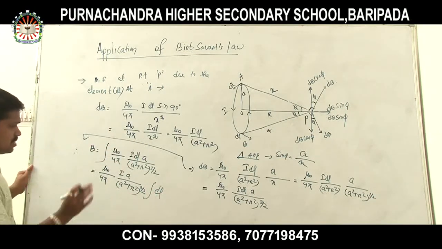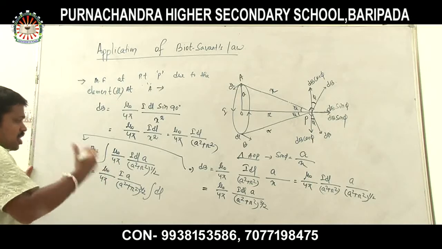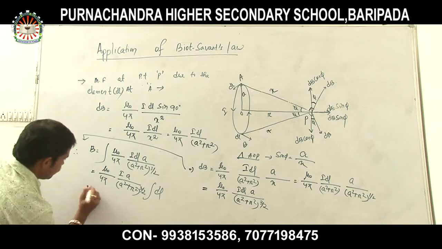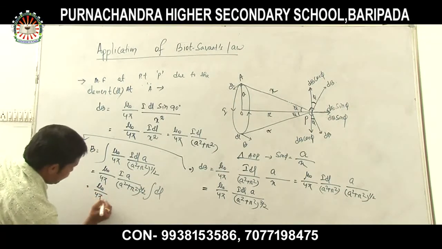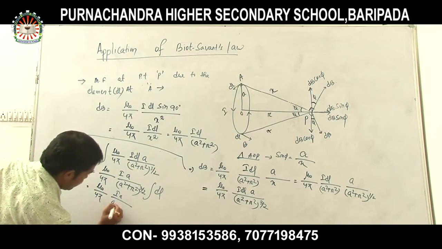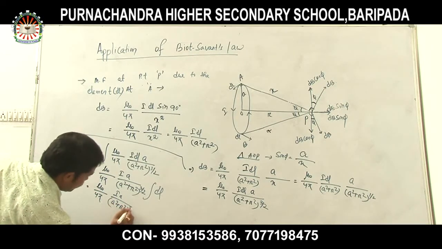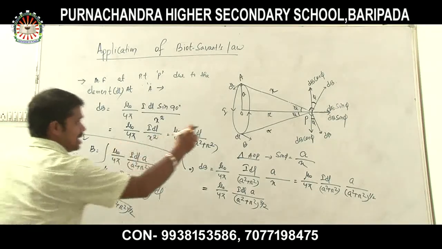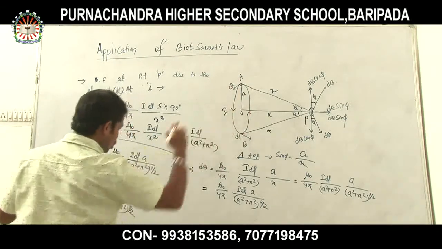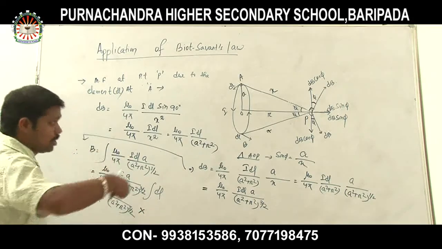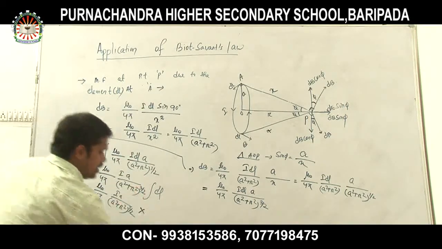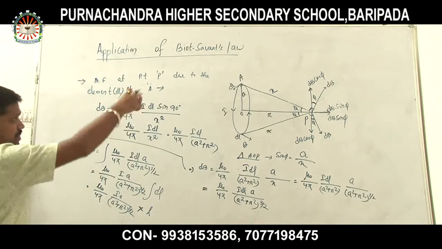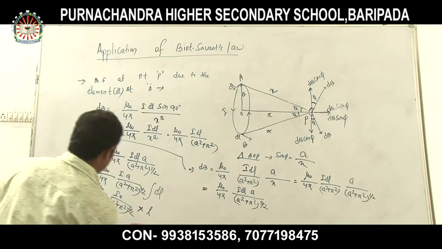Only the variable, the one with respect to which you have to find the integral, that is dl. So that implies mu 0 by 4 pi, I a, divided by (a square plus r square) to the power 3 by 2. The integration of dl is L. L means the circumference of this loop. So what is the circumference? Again I'll repeat, the circumference of this loop. So the integration of dl is your L. What is the circumference of this loop?